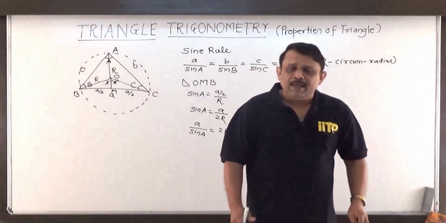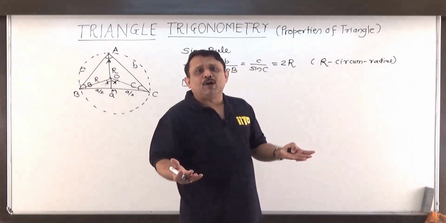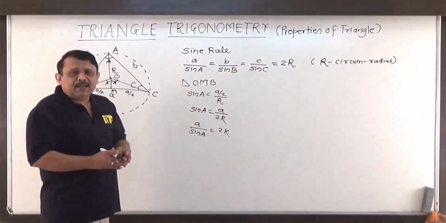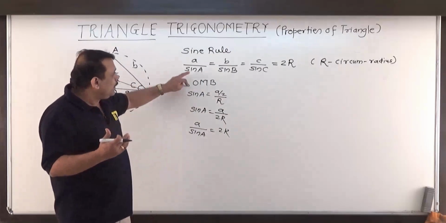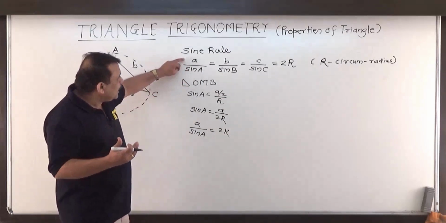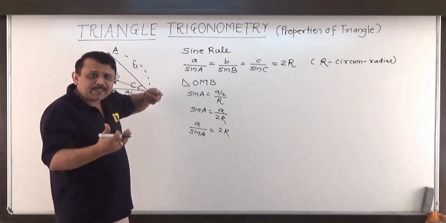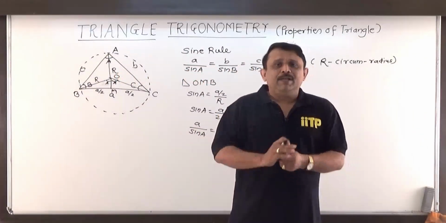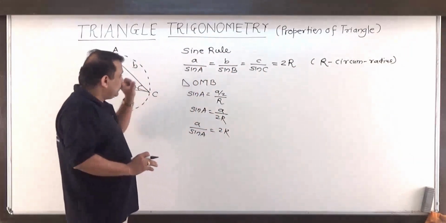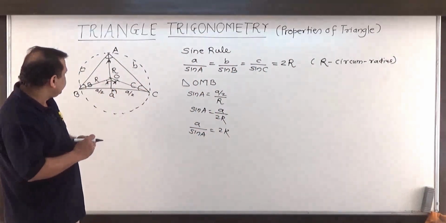While solving problems on properties of triangles, many times we use this fundamental rule, that is a = K sin A, b = K sin B, and c = K sin C, etc. So remember this. This rule is very important for us.